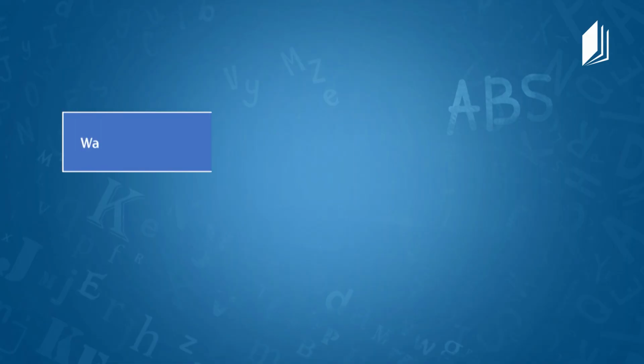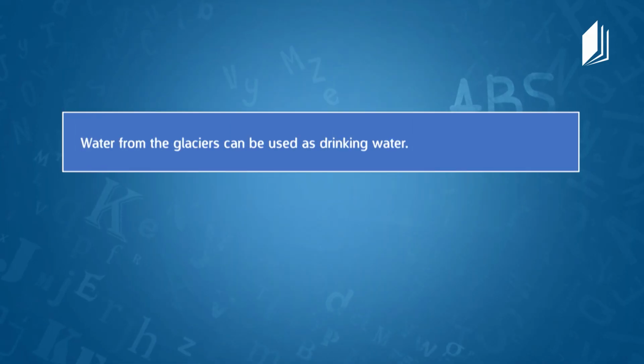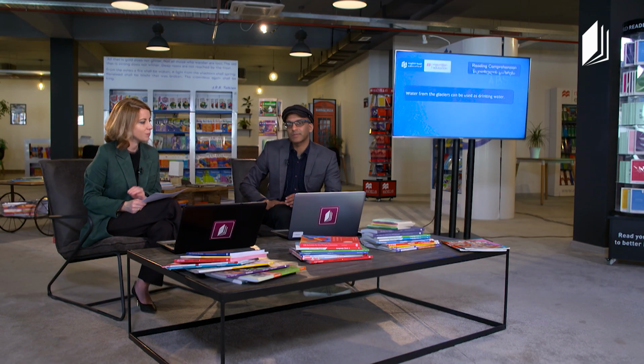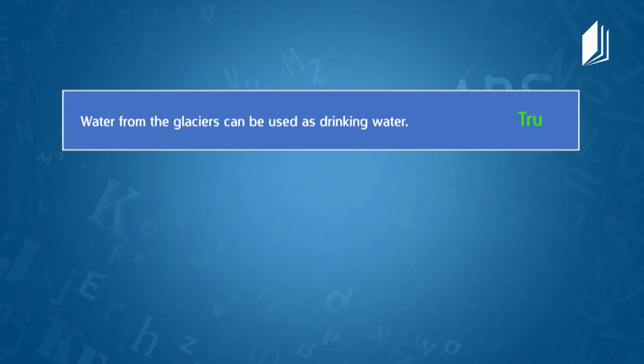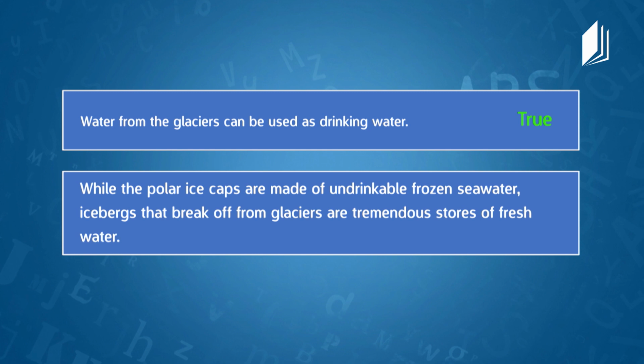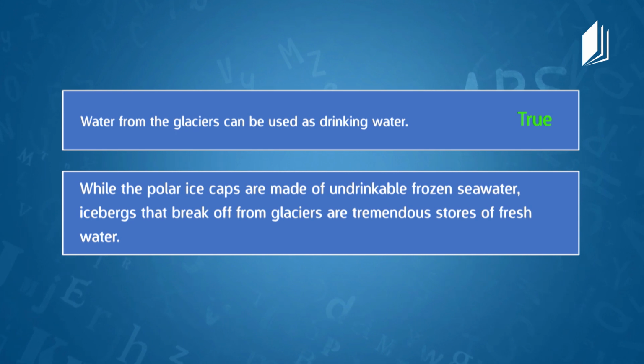I'd love to. So water from the glaciers can be used as drinking water. Is it true or false? By the way, I'm not sure, but I think that this answer must be false. Let's check. No, unfortunately, it's true. Yeah, and why is it true? Let's find out. So while the polar ice caps are made of undrinkable frozen seawater, icebergs that break off from glaciers are a tremendous store of fresh water. So I forgot it.